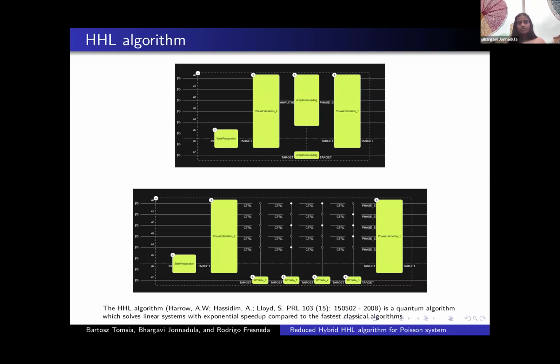The HHL algorithm has 4 parts. First is the state preparation, which is followed by phase estimation. Then there is amplitude loading, and then we uncompute some of the phase estimation to see the results. In the algorithm, this amplitude loading usually has a lot of multi-control gates, as you see in the picture below. Each multi-control gate has a lot of control bits. The idea is whether we can use some classical pre-processing after the phase estimation in order to reduce the number of multi-control gates and also the number of controls in each multi-control gate. This is the rough idea behind the amplitude loading. Of course, there are efficient ways to load this. Next slide, please.